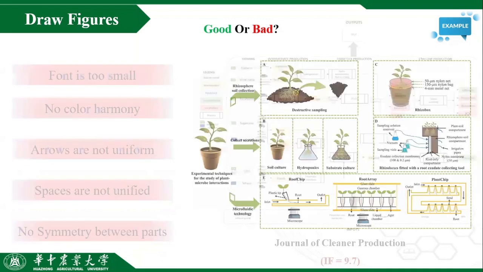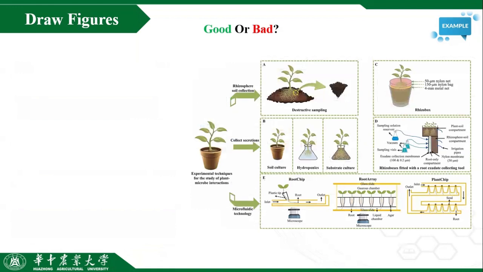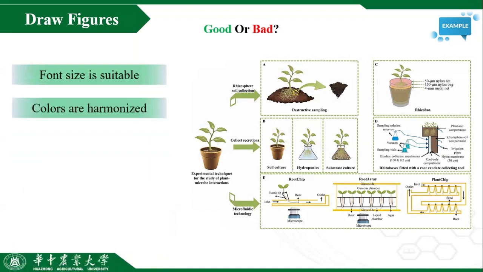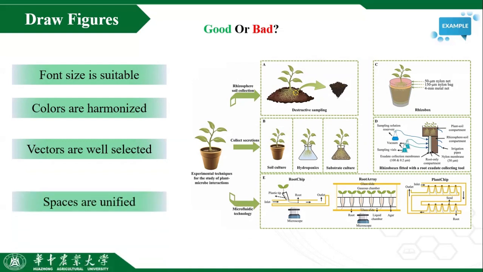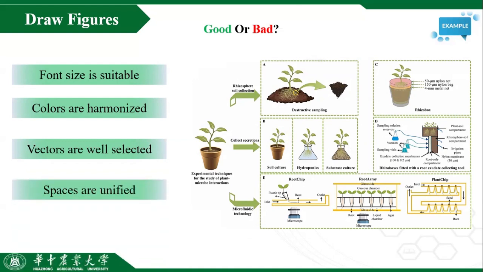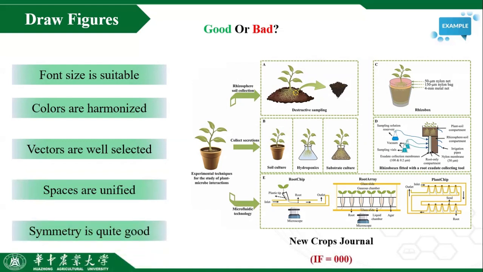How about this? Yeah, for sure. Vectors. They use good vectors. For example, the plant is not a real photo, but the vector is well chosen. Space is also unified. Symmetry. And this was published in a journal with no impact factor.